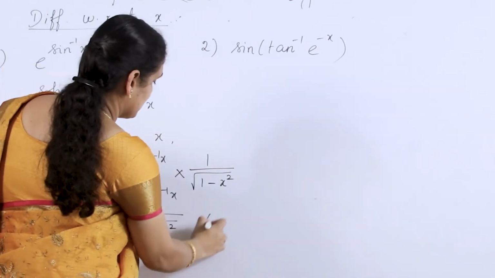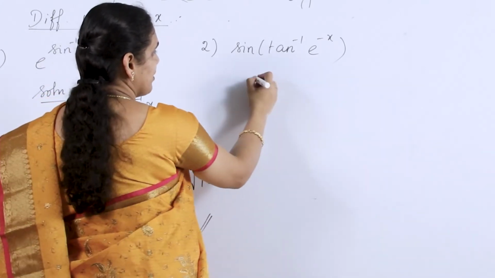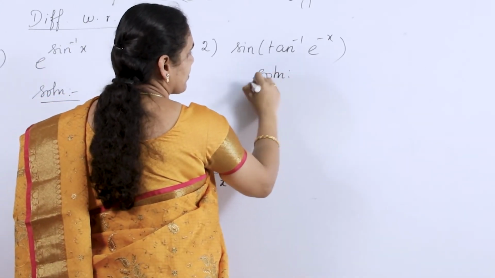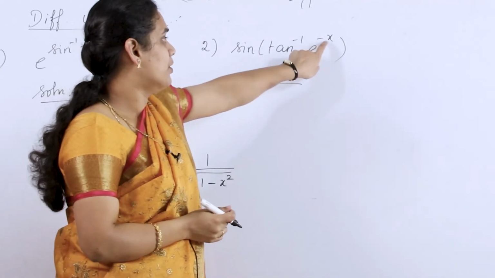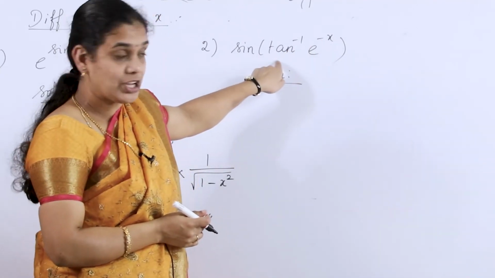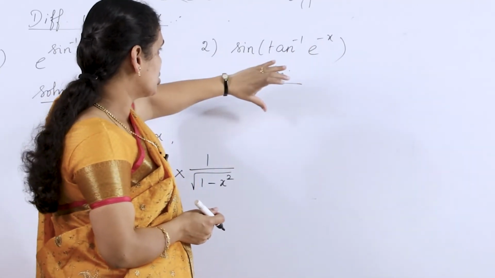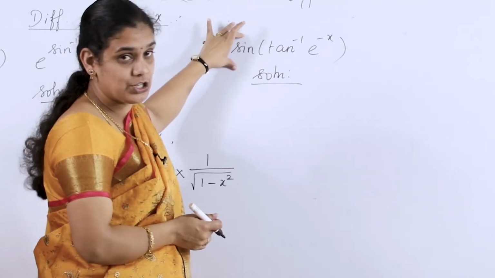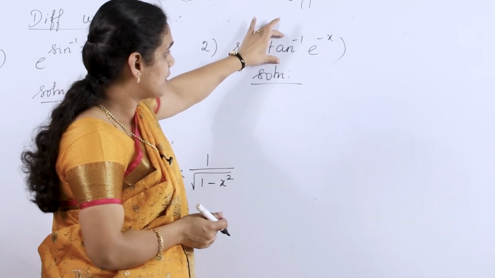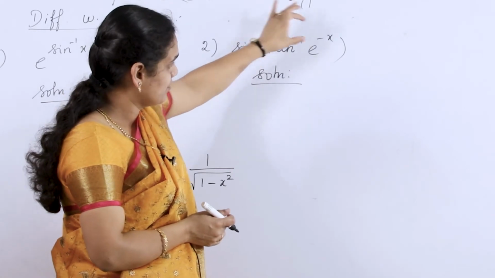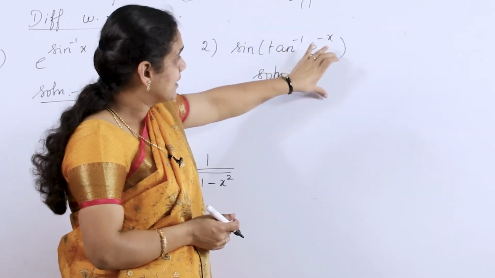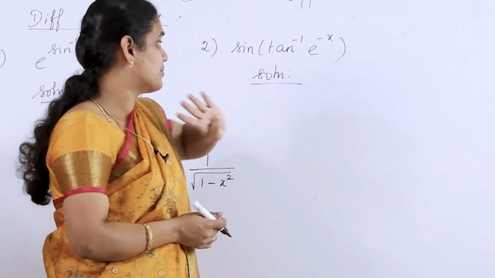Okay. This is the required answer. The next problem is sine of tan inverse of e to the power minus x. Here also we have to use the chain rule, which holds the entire function sine. First we will differentiate this sine, then we get inside the bracket, then we differentiate tan inverse, and then we differentiate e to the power minus x, and then we differentiate minus x. So 4 steps we have to go.